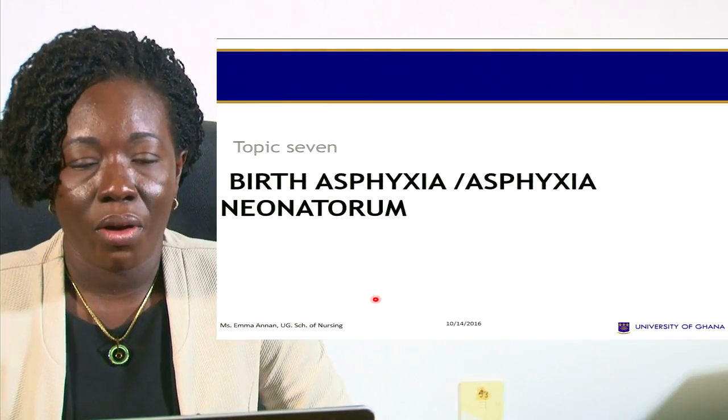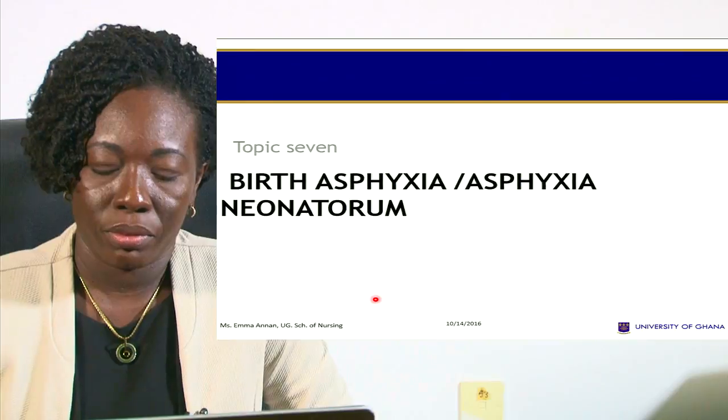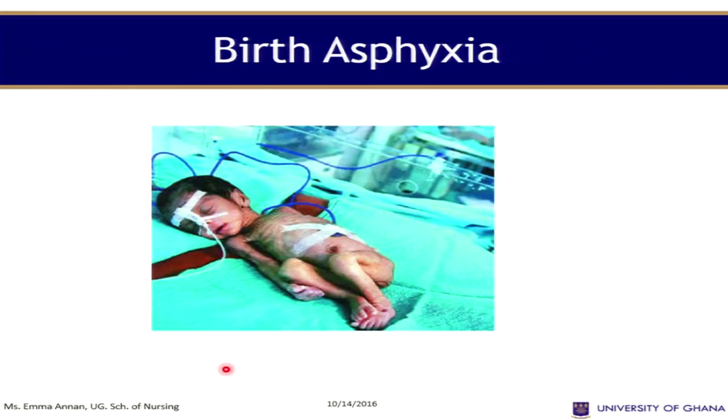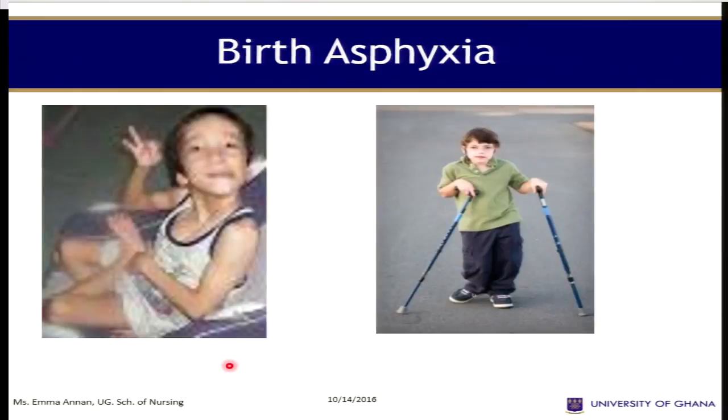Birth asphyxia, or asphyxia neonatorum. What is asphyxia neonatorum? It is an insult to the fetus or newborn due to lack of oxygen and lack of perfusion to various organs. The causes are obstruction of the airway by mucus, by blood, by liquor, or by meconium. Any obstruction of the airway can lead to asphyxia neonatorum. So this is a baby with asphyxia. When they grow, this is how they look.